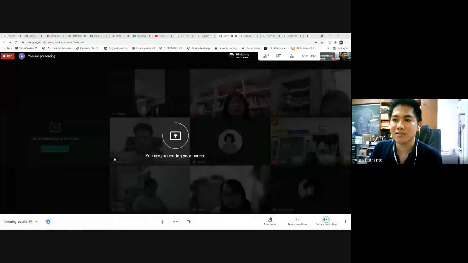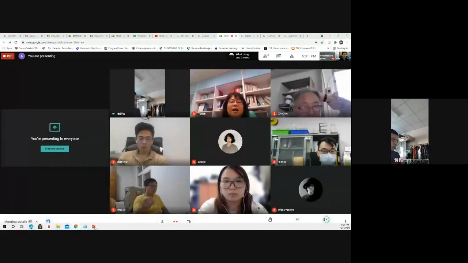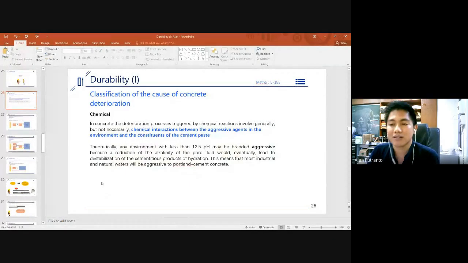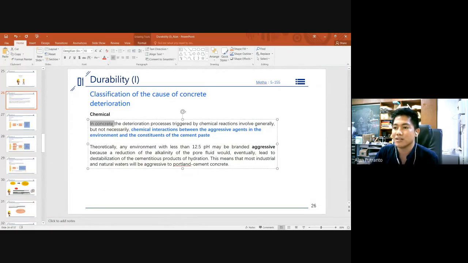Okay, thank you. Now let's talk about the chemical part, the chemical deterioration. The concrete deterioration process is generally triggered by chemical interaction between aggressive agents in the environment and the constituents of the cement paste, but not necessarily. I got this from Mehta.